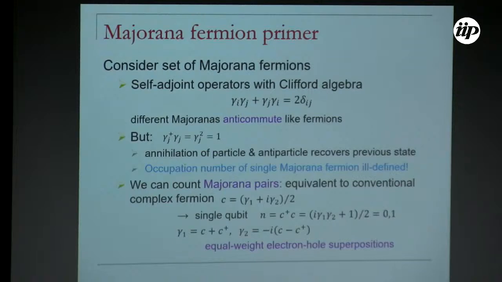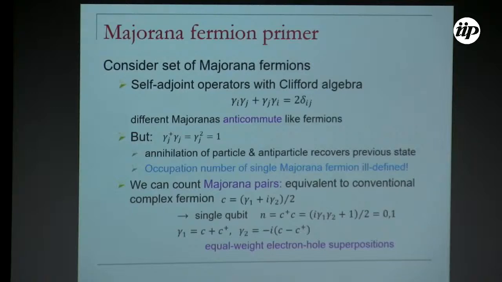The occupation number of a single Majorana fermion is ill-defined. It's just a number. It doesn't tell us anything. What you can define is a counting operator, an occupation number, for pairs of Majoranas. So you can only count whether pairs of Majoranas are occupied or not.